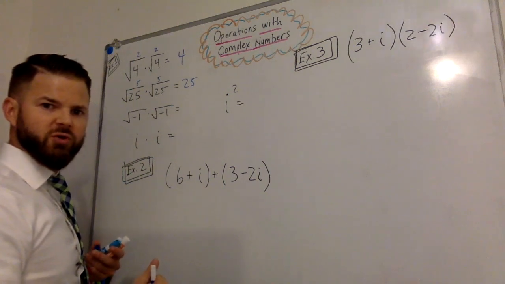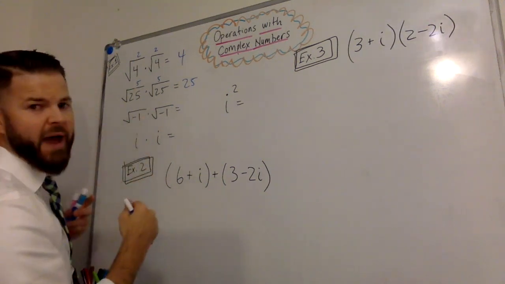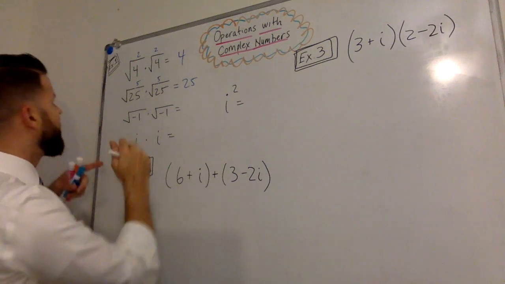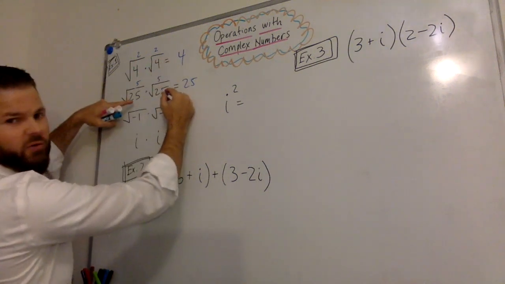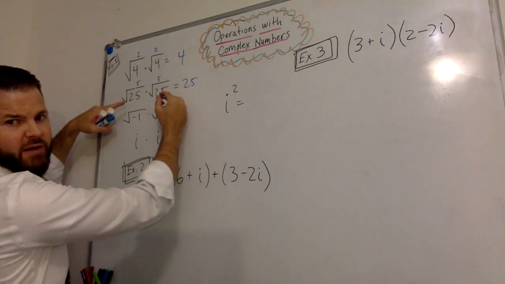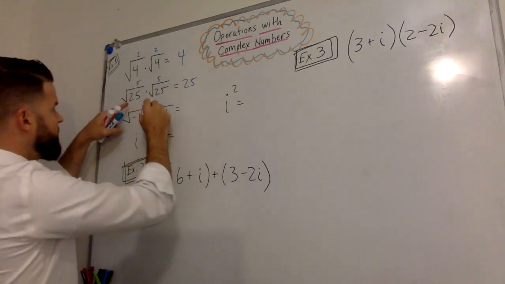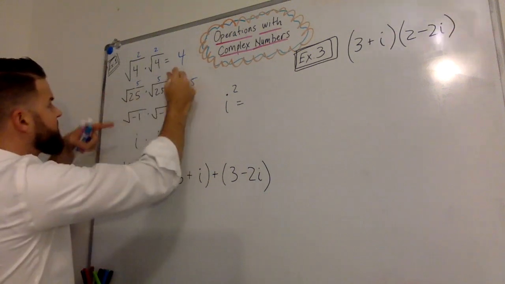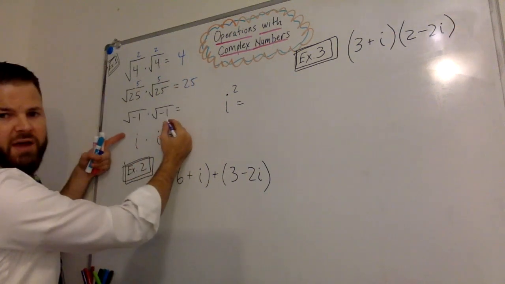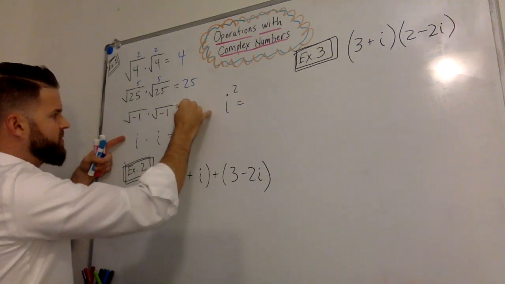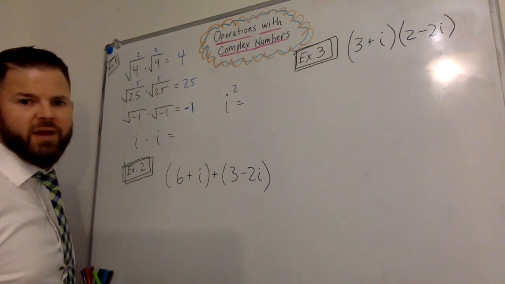After the first two, I wonder if I can identify any sort of patterns here. Looks like whatever number is under these radicals, if they're the same and I'm multiplying them, my answer is just whatever's under the radical. So here, just 25. Here, just a 4. So here, what do you think? I think just a -1, right? No math, just pattern recognition.